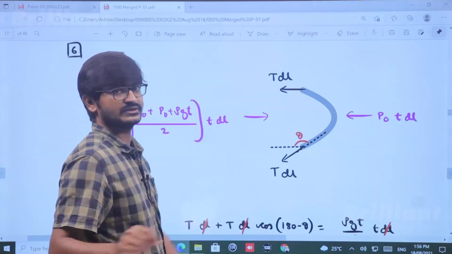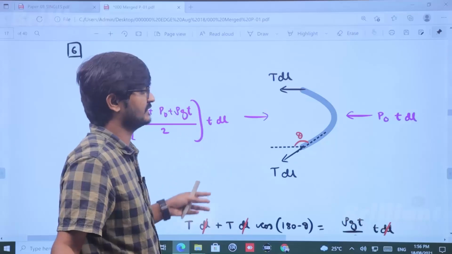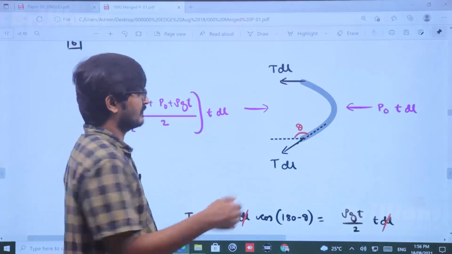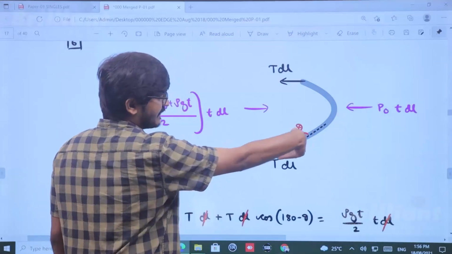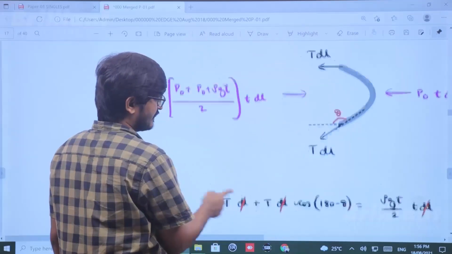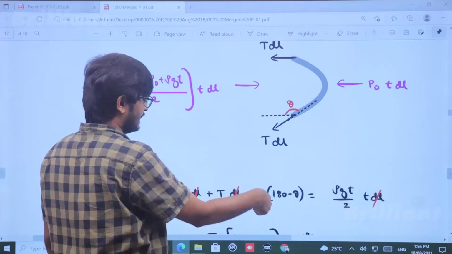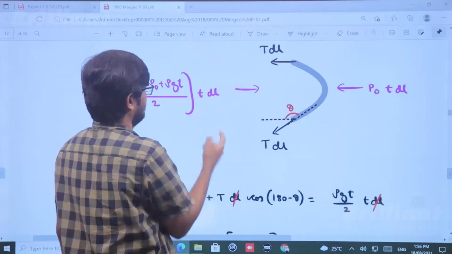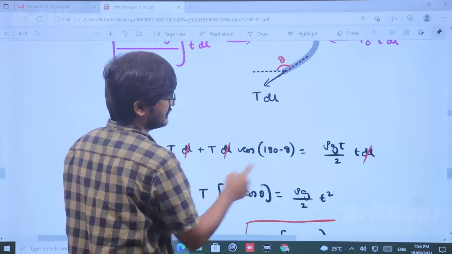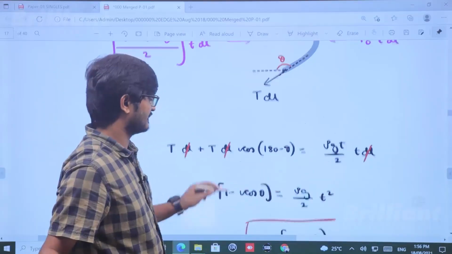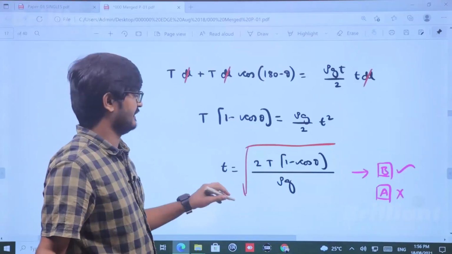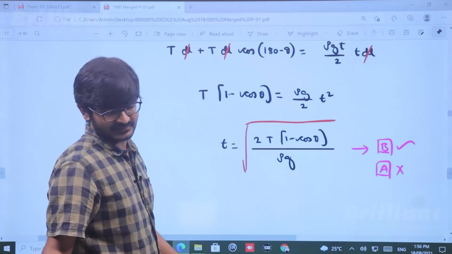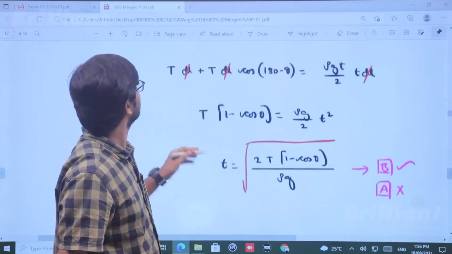Now these are the only forces acting in the horizontal direction. Net force has to be 0 along the horizontal direction. Resolving this one will be how much? Sigma dl cos(180 minus theta), right? So sigma dl plus sigma dl cos(180 minus theta) equals this minus this, which will be rho g t by 2 times t dl. From there you can solve it, you can get t. Right, now apart from that, they are asking another thing also. What is that other thing?